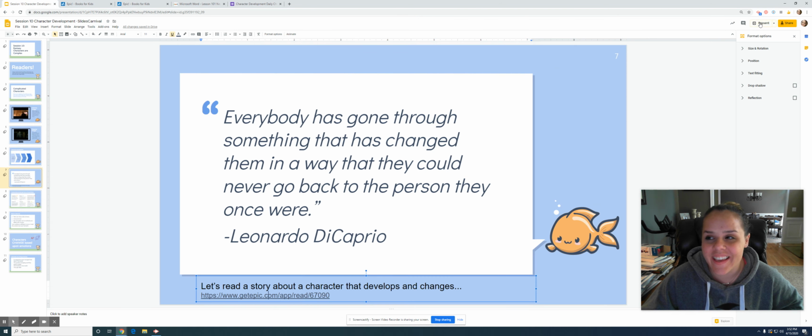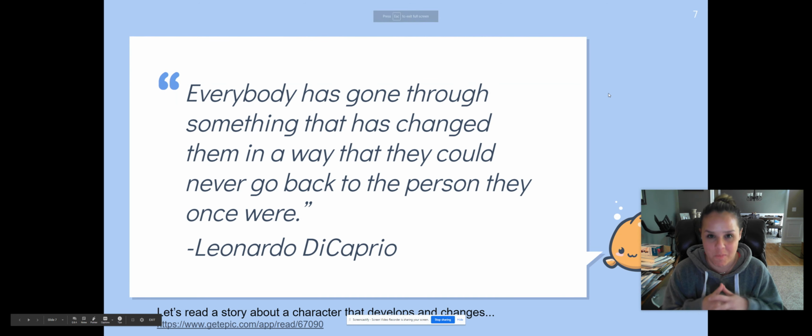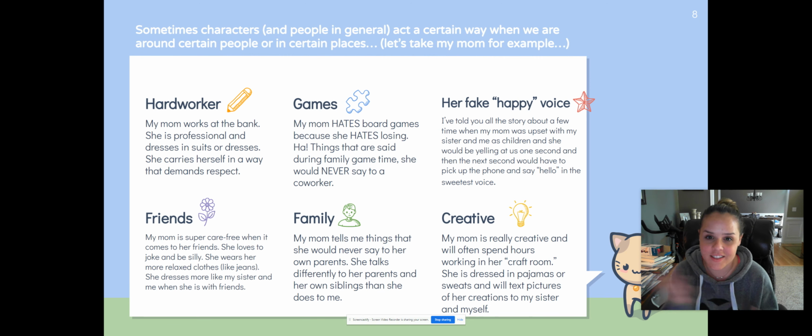So we can see in that story that Reggie changed based upon a specific moment in his life, and he chose to do something different. So sometimes characters and people in general act a certain way when we are around certain people or in certain places. And so I took my mom for an example and tossed in all the different places that she goes and the people that she sees and how she reacts to one of them.